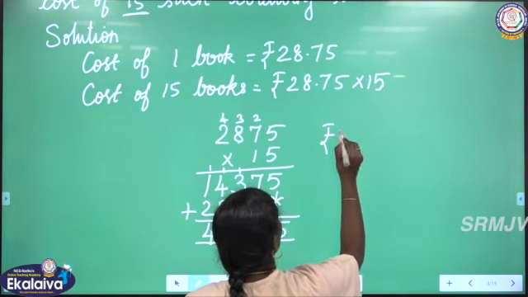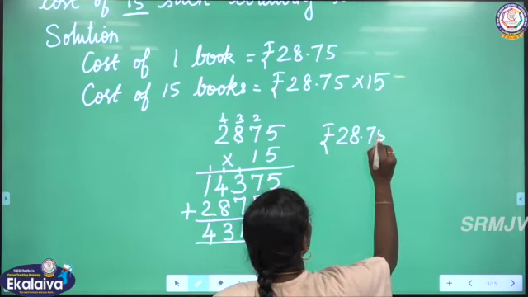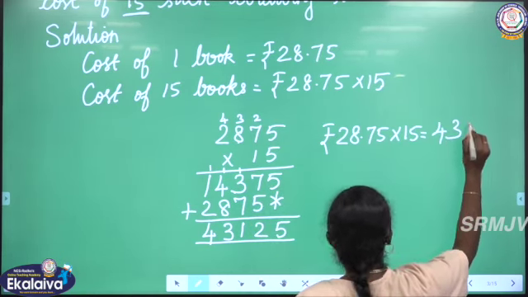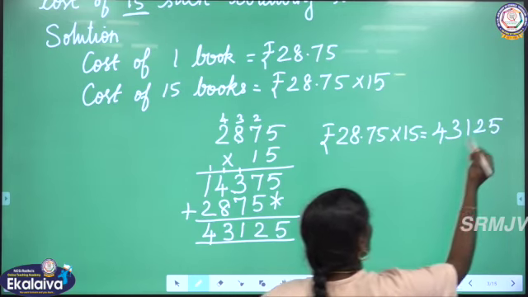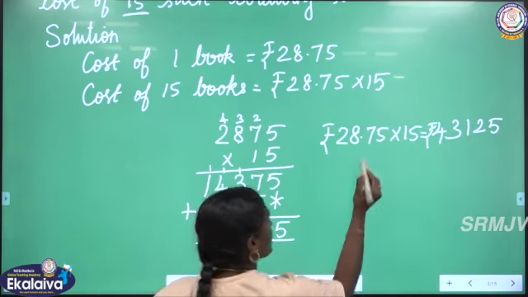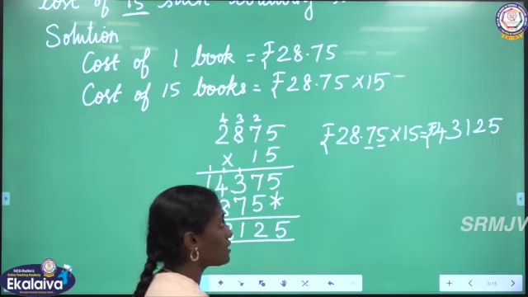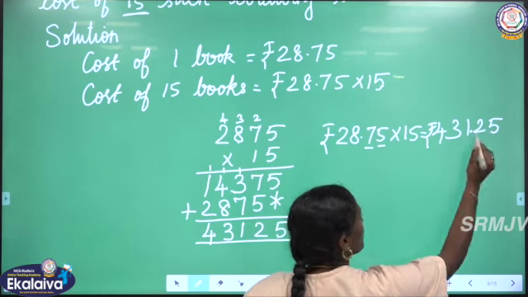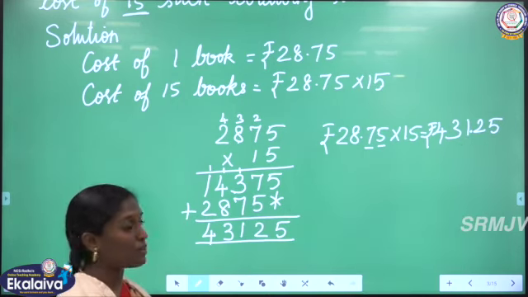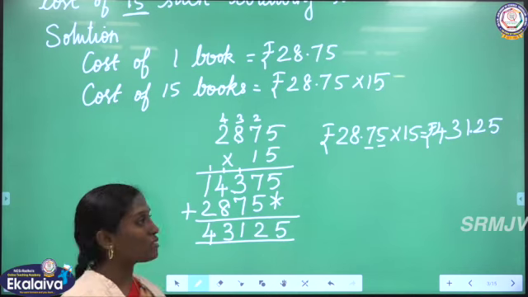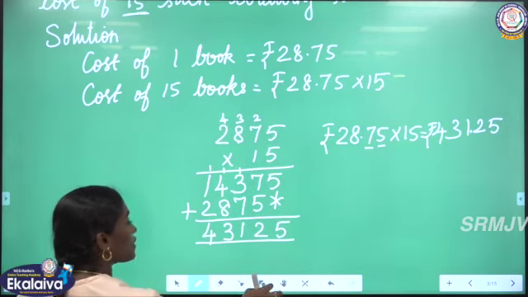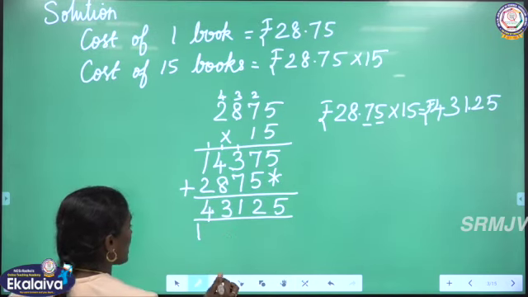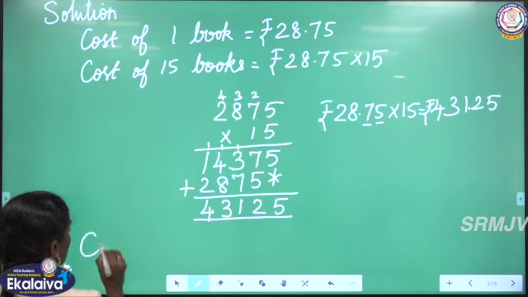Now we are going to write the answer for rupees 28.75 into 15. Here we got 43,125. Now we have to keep the decimal point alone. Here in the question 2 decimal places are there. So in the answer also we need 2 decimal places. For that, from the last, before 2 digits we have to keep the decimal point. So rupees 431.25, 431 rupees 25 paise. That is the cost of 15 books.